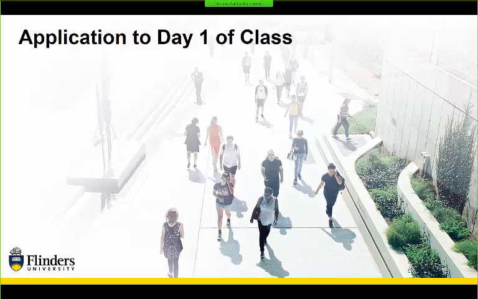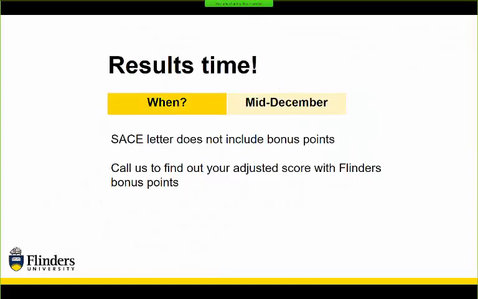But once you have submitted your application, you will receive some results in December. This will happen in mid-December. And just remember that your results will not include your bonus points. You do need to call us and we can adjust that for you and let you know what your ATAR is.